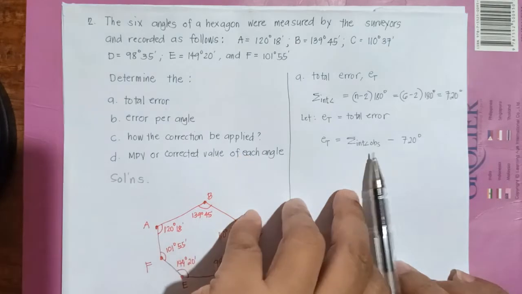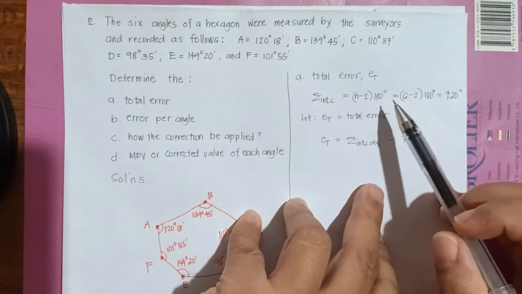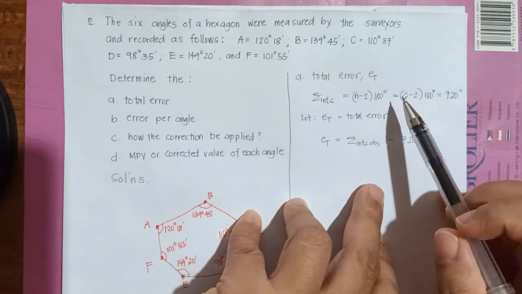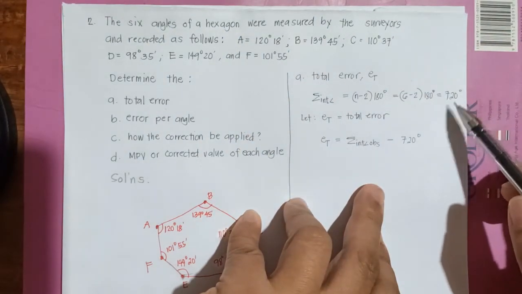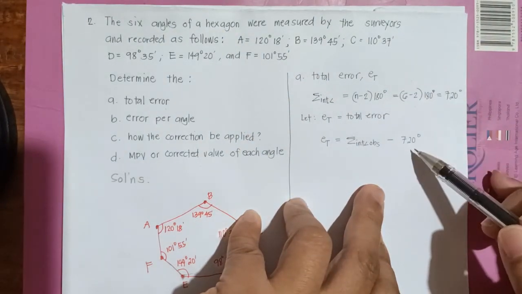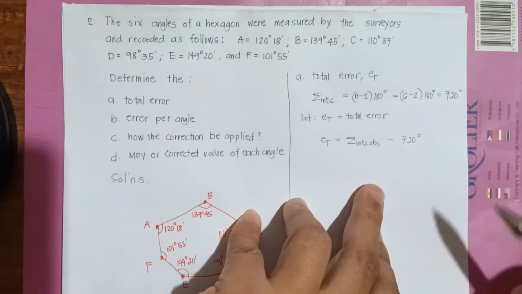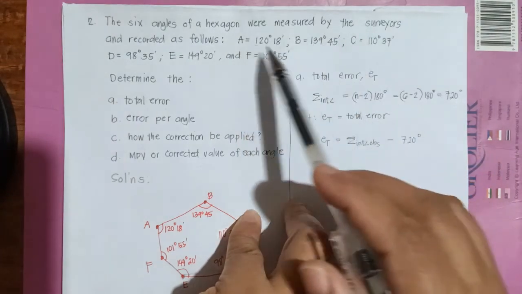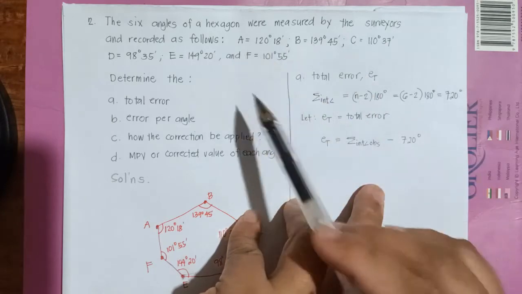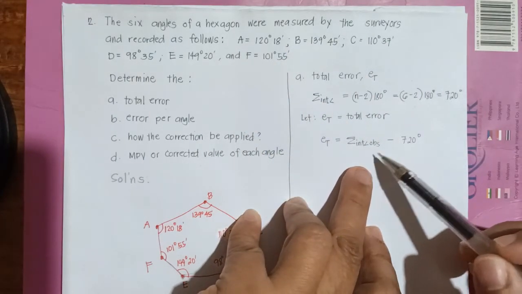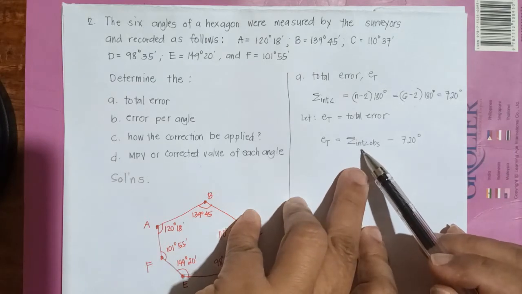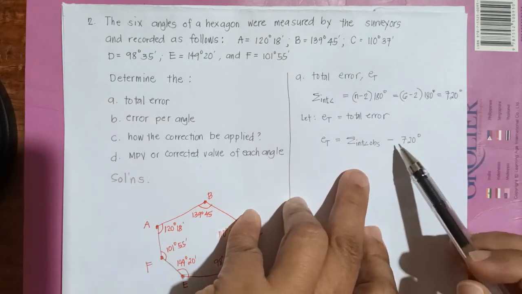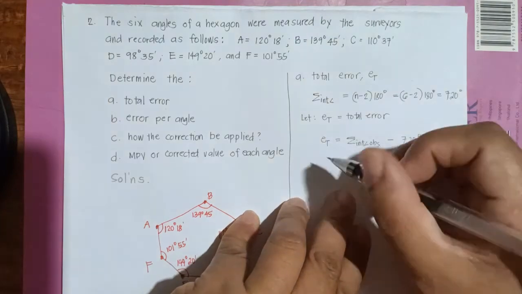Because we know that the summation of all angles of a hexagon is 720 degrees. So we get this value from here, and then we will check whether the summation of these angles is 720 degrees. So that's why we have to subtract. You have the summation of all interior angles that is being observed minus 720 degrees. And there you go.